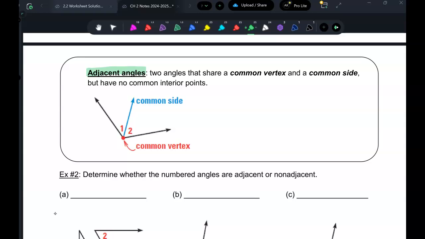So if you have two angles, they have a common vertex. Where's the common vertex? That's the point where the angles come together. Common side. So here, they have to share a side between them. And then they can't share any common interior points. That just means they can't overlap each other. Okay? So here are adjacent. And I like to just abbreviate ADJ for adjacent.